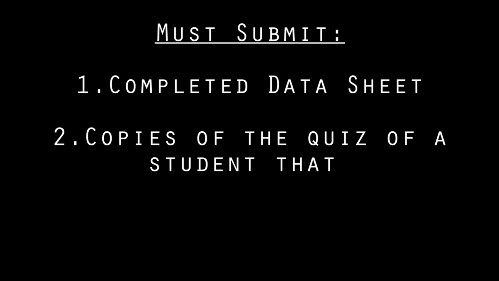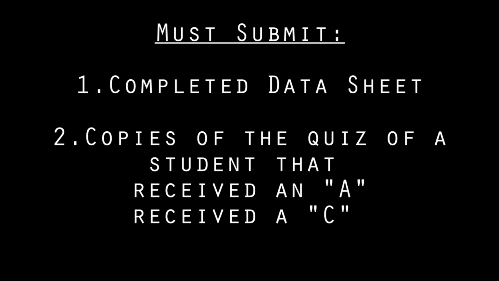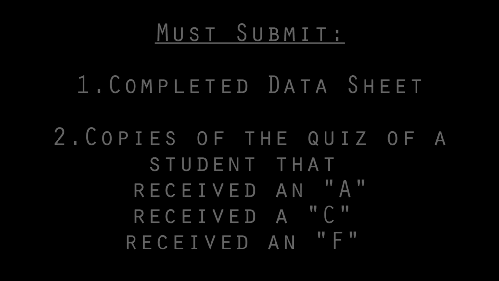As mentioned above, the ACE instructor will be required to submit the completed data sheet, a copy of an assessment of a student that received an A, one of a student receiving a C, and one of a student receiving an F. These should be submitted to me via email as soon as they are available, or at least by the end of the school year. My contact information will follow at the end.